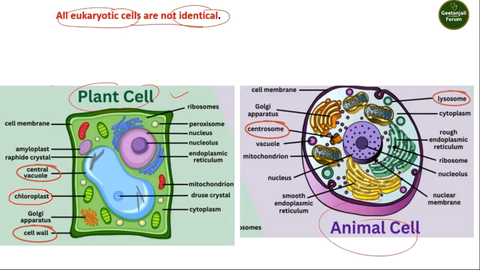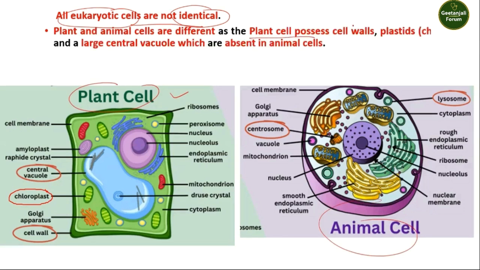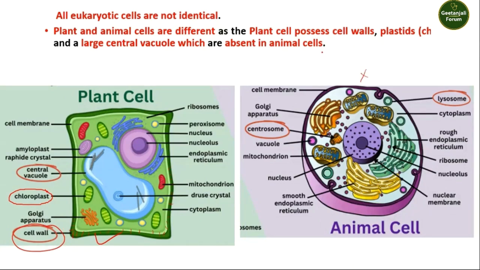For example, if we talk about plant cell, then there is a cell wall in plant cell which is not present in animal cell. This is plant cell and there is cell wall in it. Other than that, there are plastids in plant cell. Like chloroplast is found in plant cell which is not present in animal cell. Plant cells are capable of doing photosynthesis because they have chloroplast and animal cells are unable to do photosynthesis.